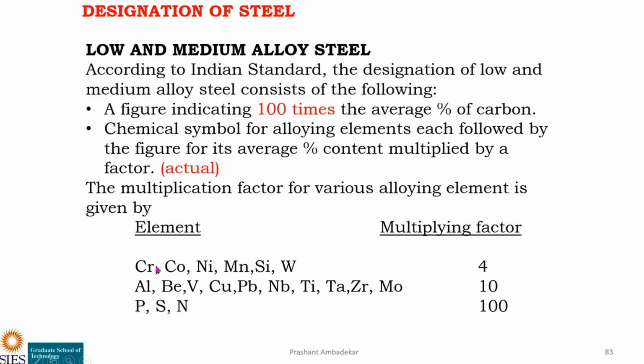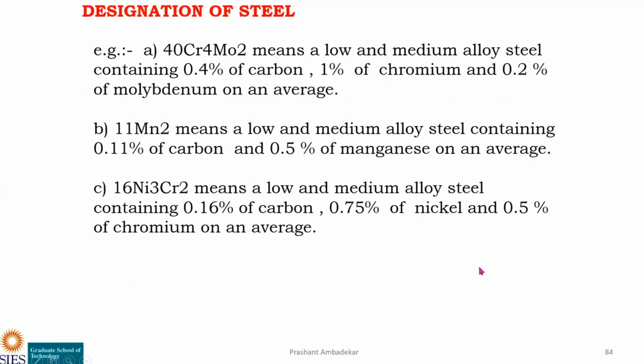So if I am talking about chromium, the multiplying factor is 4. So how much percent of chromium is there in the element? It is 4%. Sorry, it is 1%, and 1 is multiplied by 4. So in designation it will be Cr4. I am explaining one more example of chromium here.